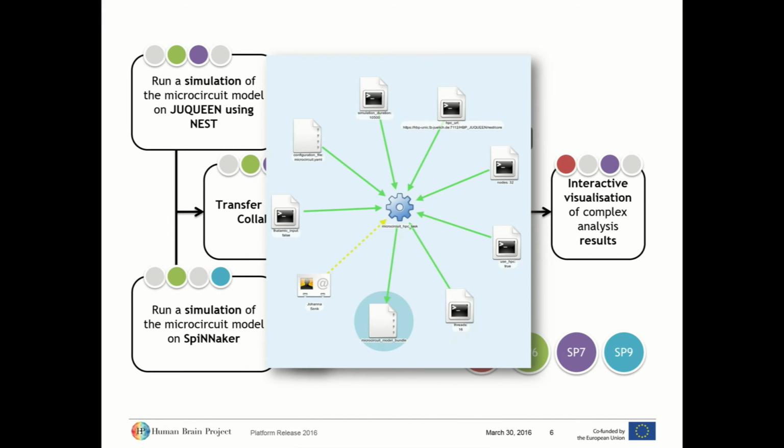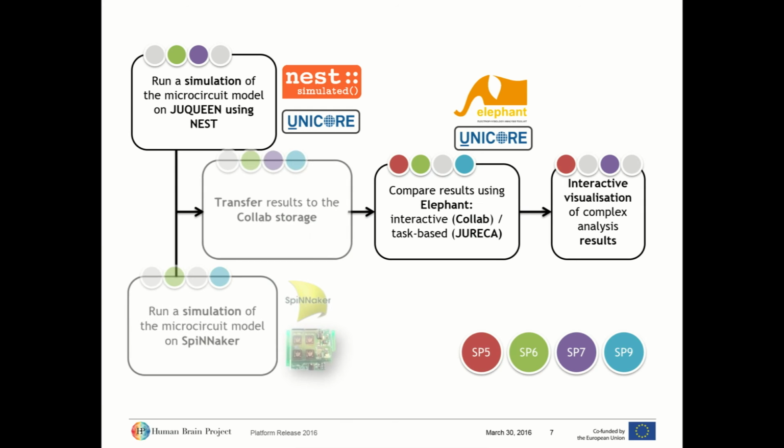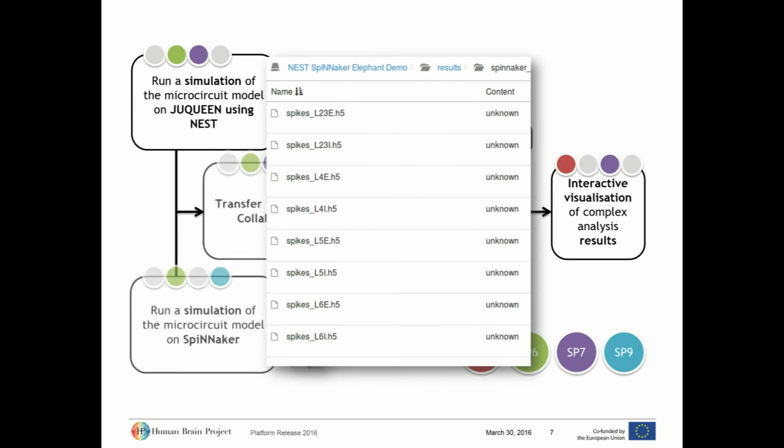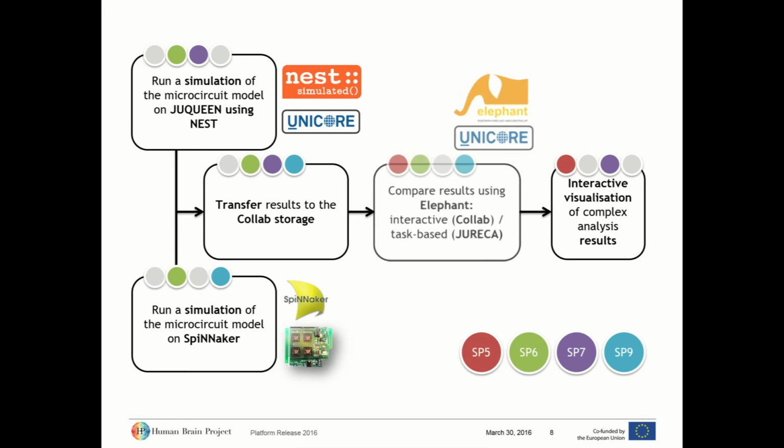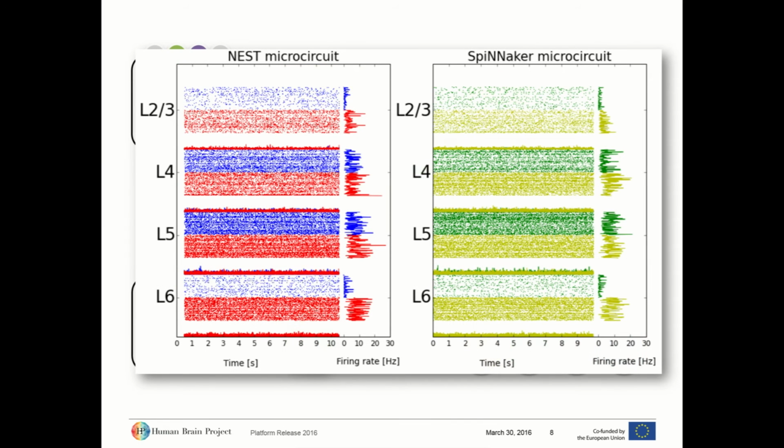The full information about how and on which hardware this data object was recorded is available to all collab members. In the meantime, a different group of scientists have performed a simulation of the identical microcircuit model on the neuromorphic SpiNNaker hardware. This data, likewise, is uploaded to the collab storage. The data analysts in the collaboration can now interactively explore the data using a Python programming shell.